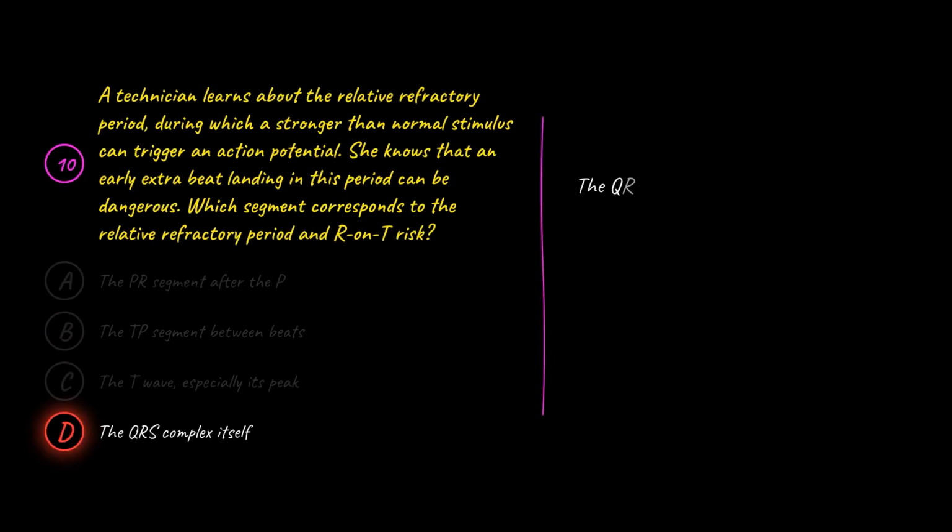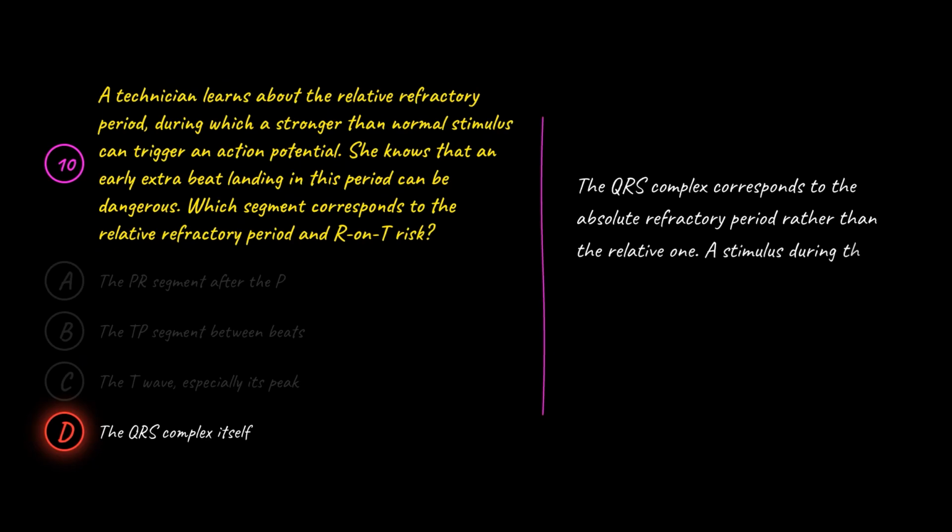D is wrong because the QRS complex corresponds to the absolute refractory period rather than the relative one. A stimulus during the QRS cannot trigger a new action potential at all, which is the opposite of relative refractoriness.